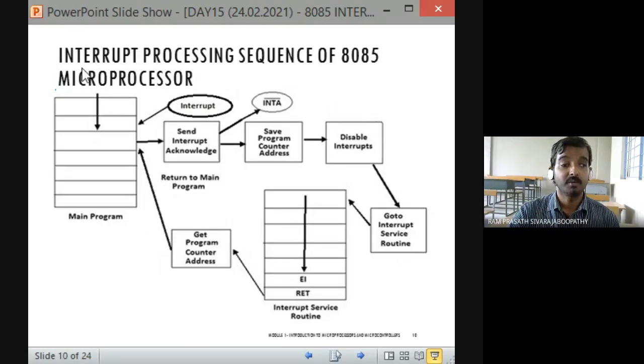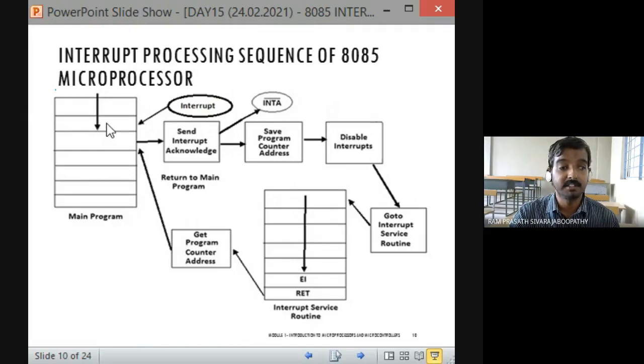Now consider this is the main program, in memory locations arranged in order. Here we will have the main program, and here we will have the ISR routine. Consider these two things first. So this is our main program, and this is our ISR routine in memory locations. Clear? Now consider the main program is getting executed.